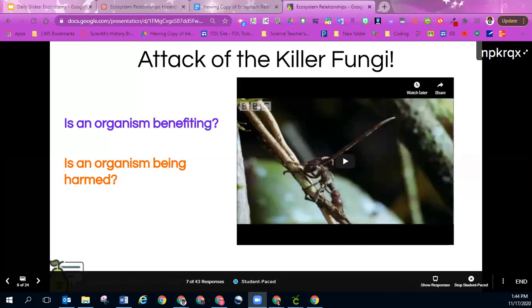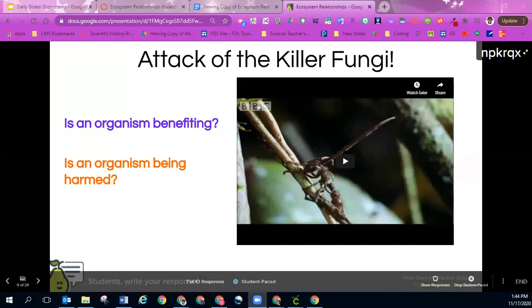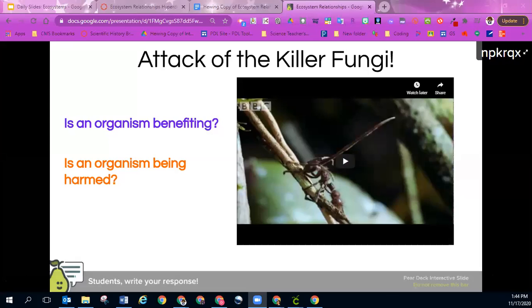All right, so in the Pear Deck box, is the organism benefiting or is the organism being harmed? Which one?